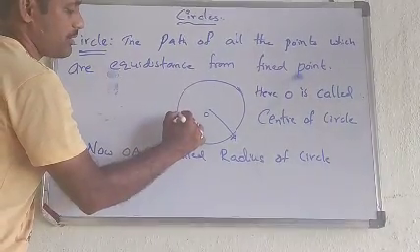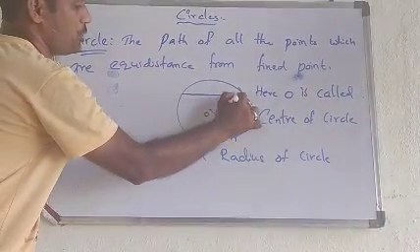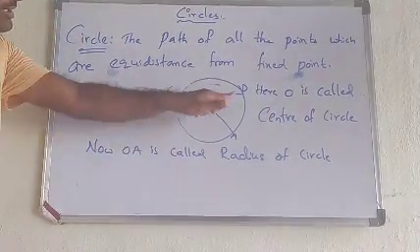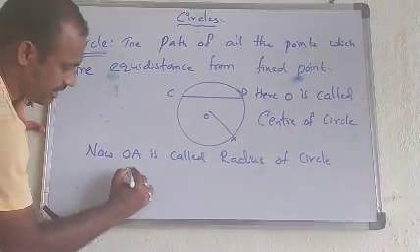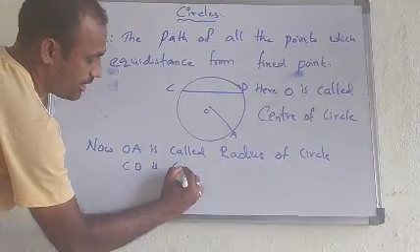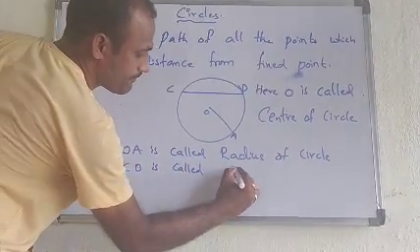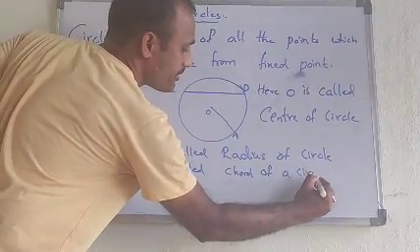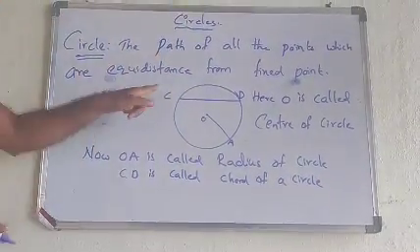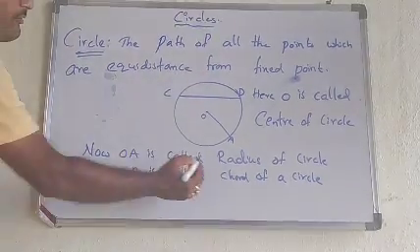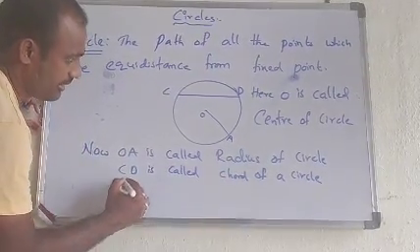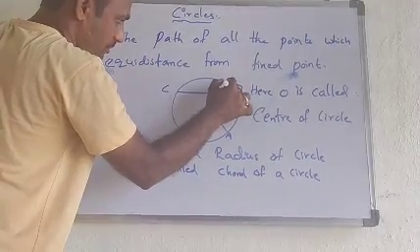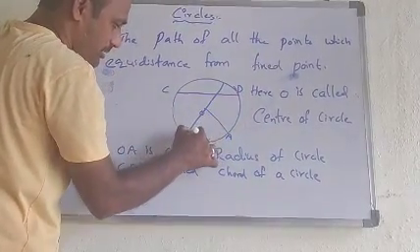Next, if I join any two points on the circle, let us suppose this is CD. So if I join any two points on the circle, I am going to denote it as a chord. So CD is called a chord of a circle. It means that if I join any two points on the circle, we are going to call it a chord.